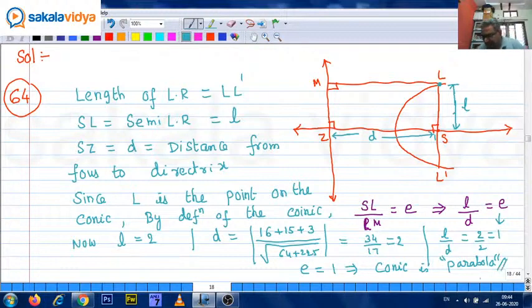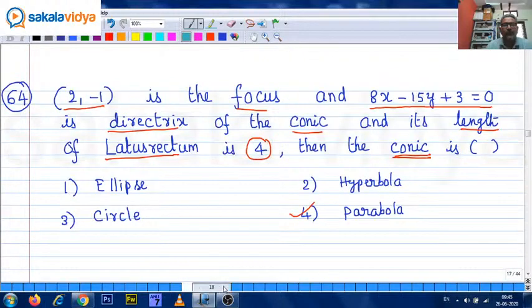This is the answer. Okay, understood now? For example, if E is less than 1, we can say it is an ellipse. If E is greater than 1, it is a hyperbola. If E is equal to root 2, it is a rectangular hyperbola. Option 4.